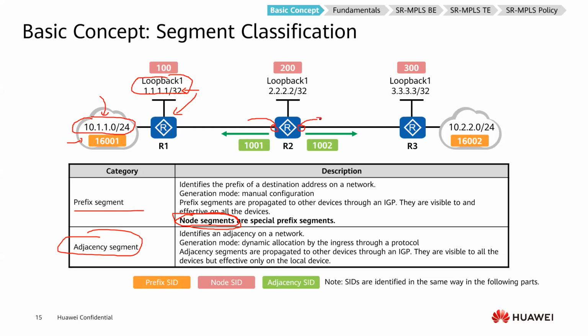For the prefix segment, it must be unique for the whole network. Like 100, 200, 300, 400, it cannot be the same across the whole network. But the adjacency segment only means the interface of the device itself, so it's a local ID. The adjacency segment should be unique for the local device, but in the whole network it can be the same, no problem.